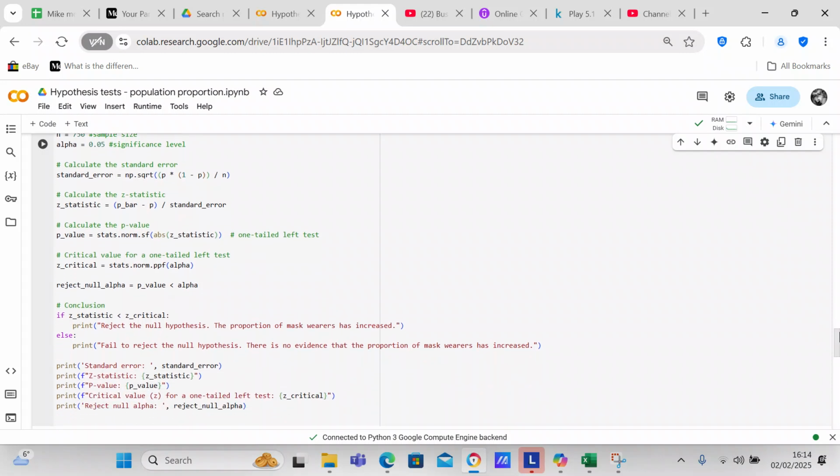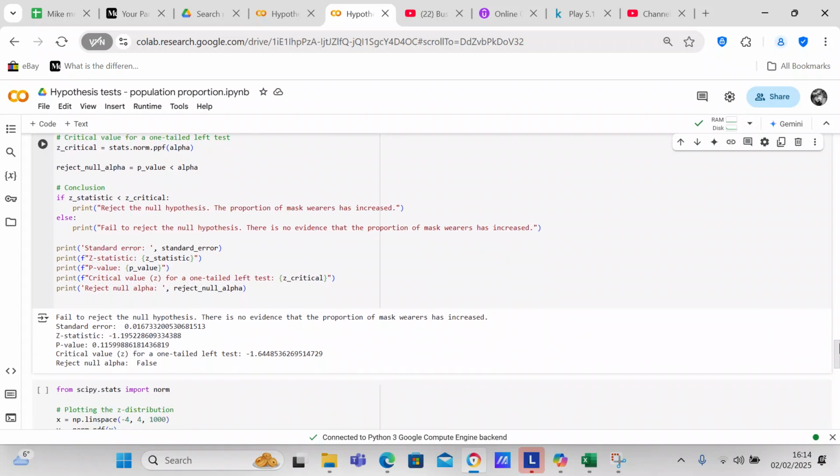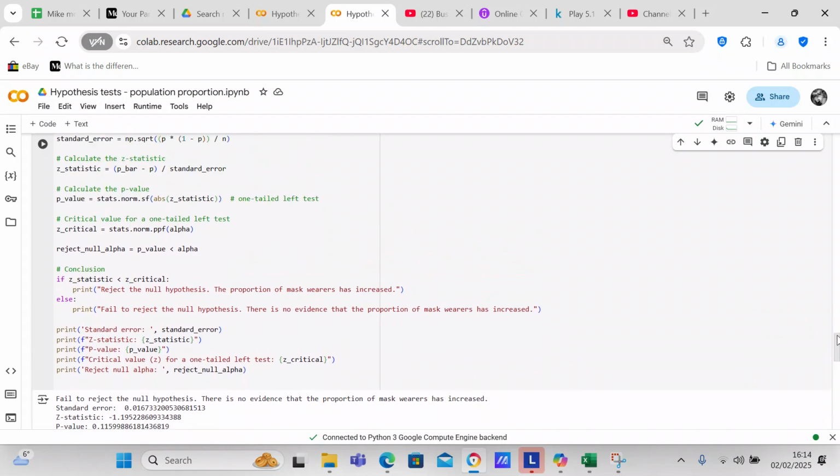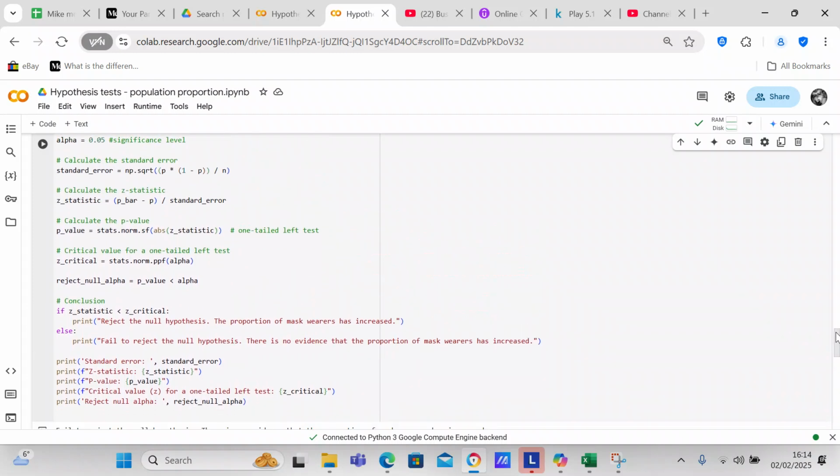So we want to calculate the standard error. Standard error equals np.sqrt of P times 1 minus P divided by N. So you can look at your standard error, and your standard error is 0.016.